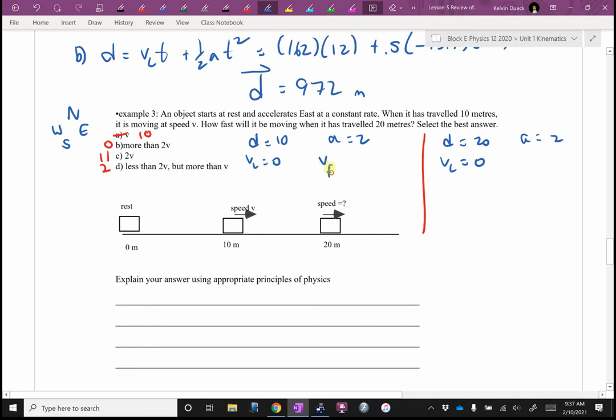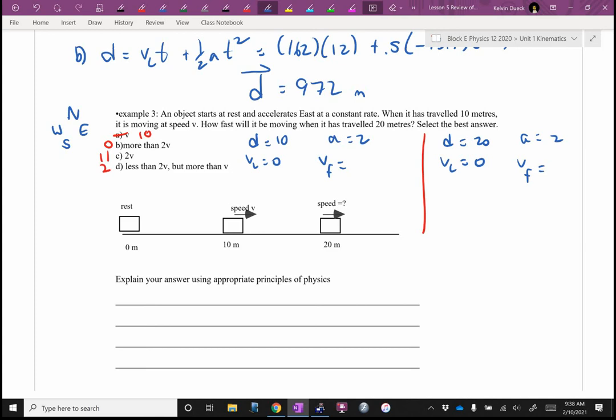I'd like to find VF here. And then I'll ask, is this VF bigger, smaller, twice as big? I'll just compare the numbers. How would you find VF? Which equation mentioned? Good, good recovery.